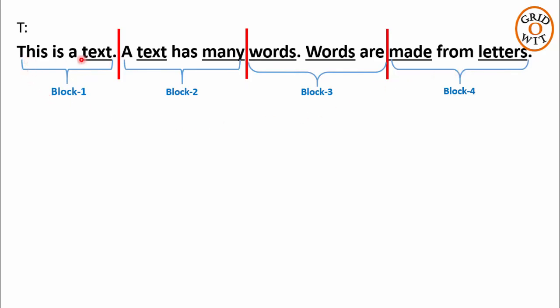The next step is to underline the important words other than the stop words. Don't underline the stop words. The stop words in this text are this, is, a, has, are, from, etc. These words are not important and cannot represent the block, so don't underline these words. These are called stop words.